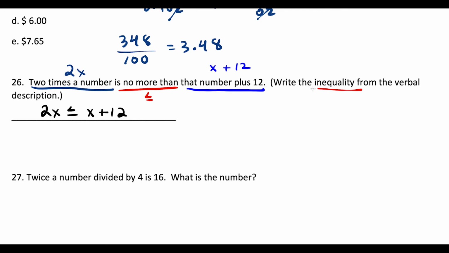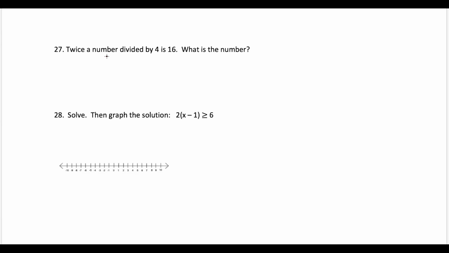Now they're not actually telling us to solve it. We're just writing the inequality from the verbal description. So question 27, we have twice the number, so we'll call that 2 times x, divided by 4, so this is over 4, is, in math we say equals 16.